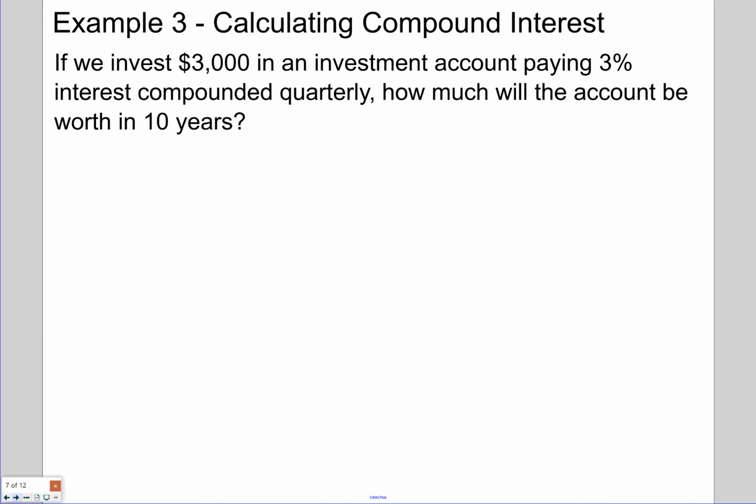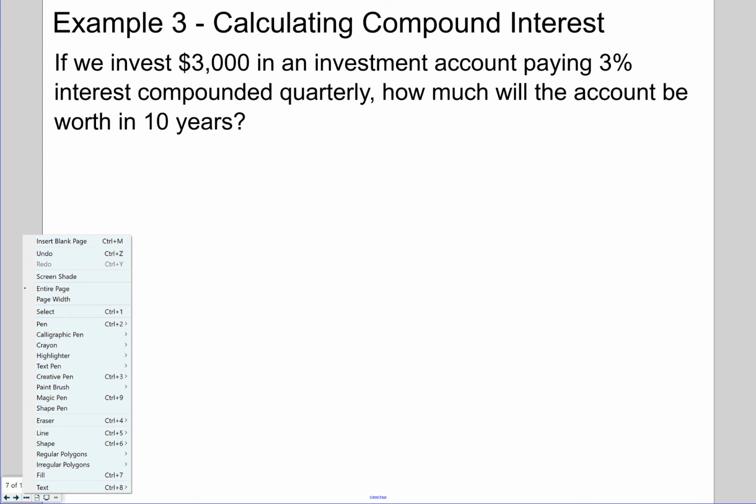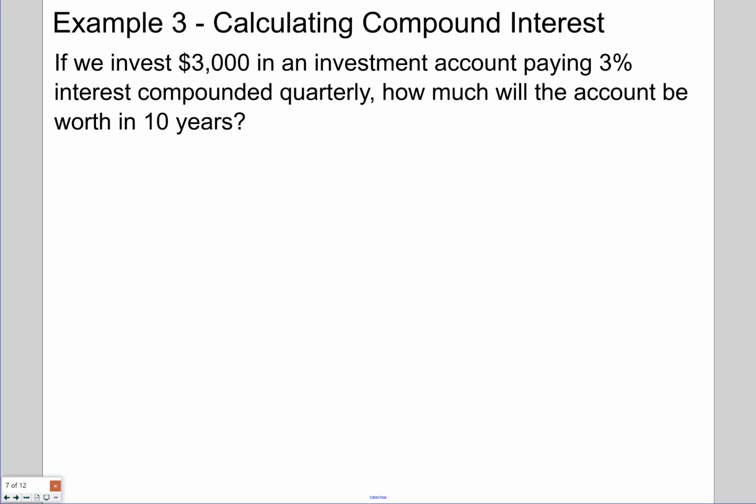Could you read this for us, Peter? Example 3. If we invest $3,000 in an investment account paying 3% interest compounded quarterly, how much will the account be worth in 10 years? Excellent. So let's see if we can write down the equation.